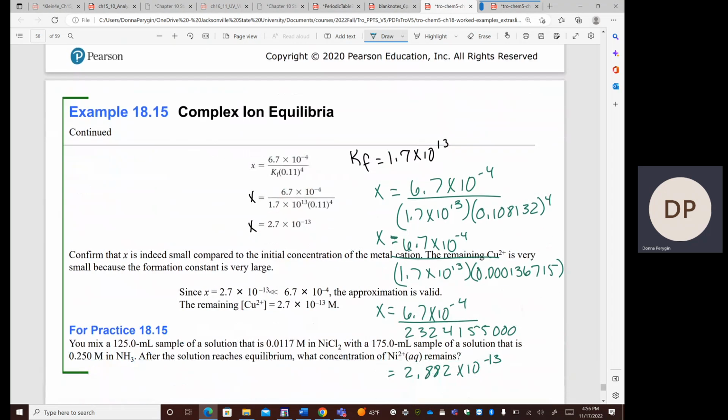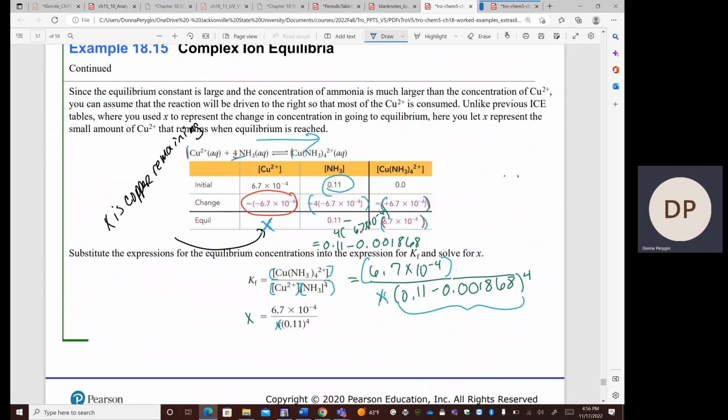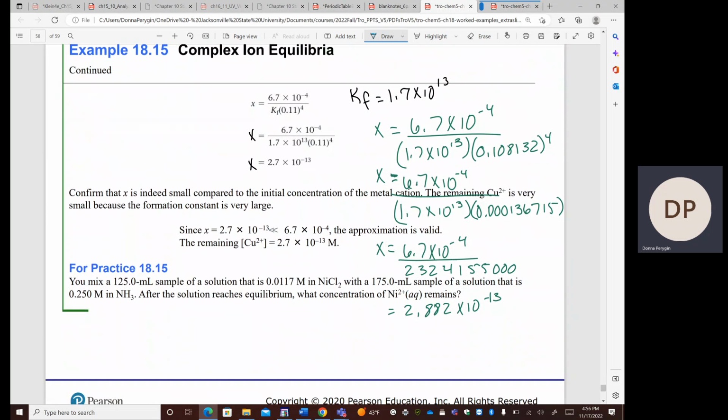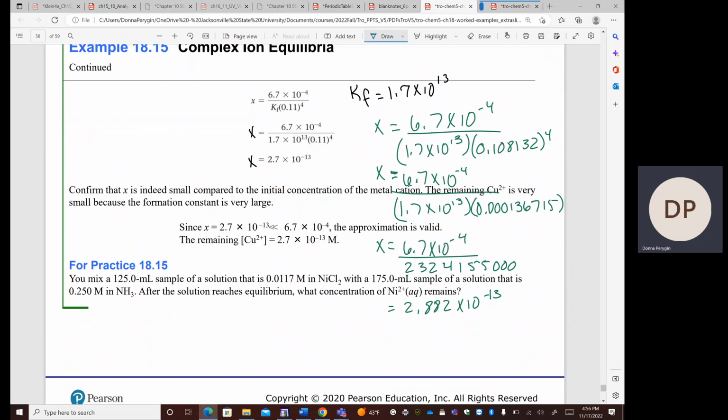And if we solve for X, because our K is 1.7 times 10 to the 13, if we go ahead and plug that in and solve for X, then we get X is equal to 2.882 times 10 to the minus 13. So that's the amount of copper remaining after essentially the complex forms.